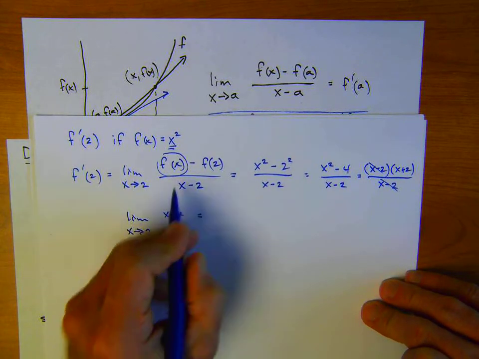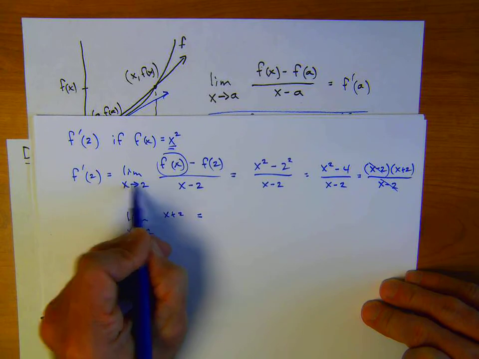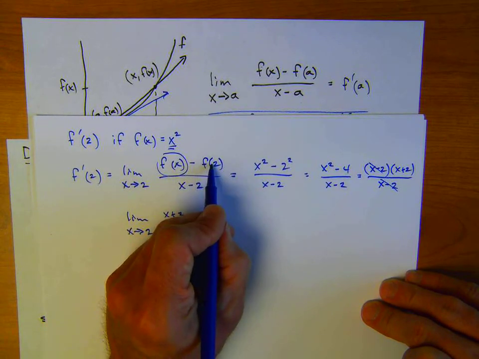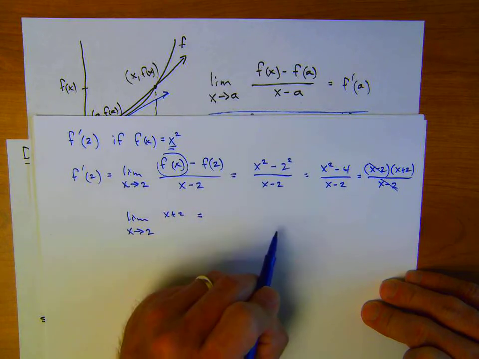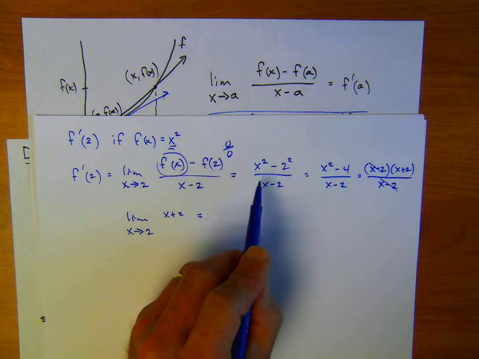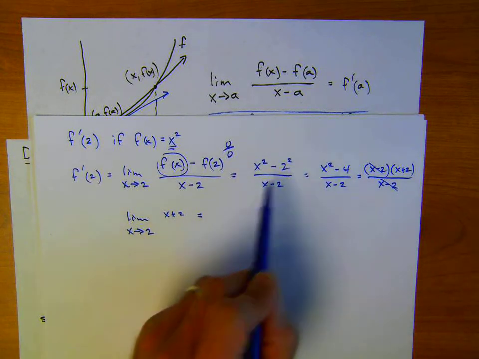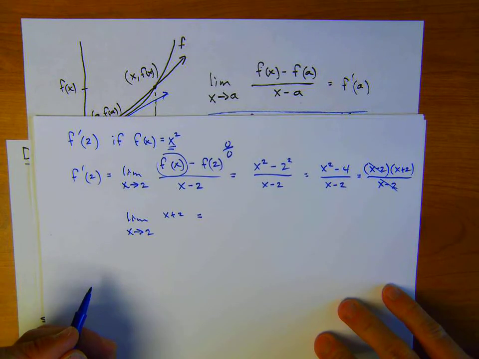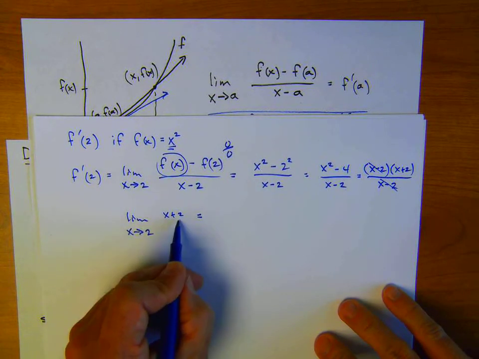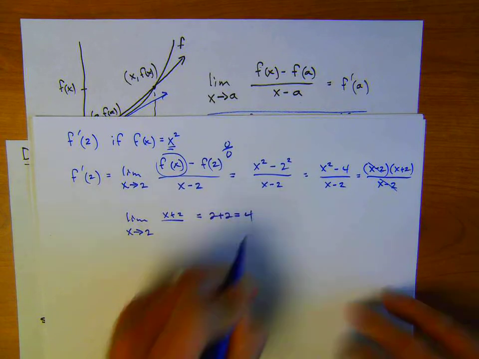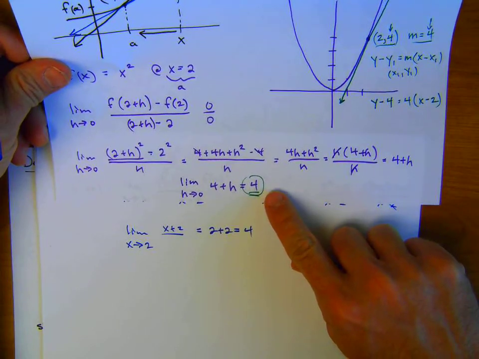Remember, if I had just substituted 2 at the beginning, I would have had f of 2 minus f of 2, which is 0, over 2 minus 2, which is 0. I would have had 0 over 0, an indeterminate form. So what we need to do is plug these things in, simplify, and use some of our algebraic techniques for evaluating limits. At this point, because this is continuous at 2, I can just put in 2. 2 plus 2 equals 4, and that gives us the same answer that we had previously.